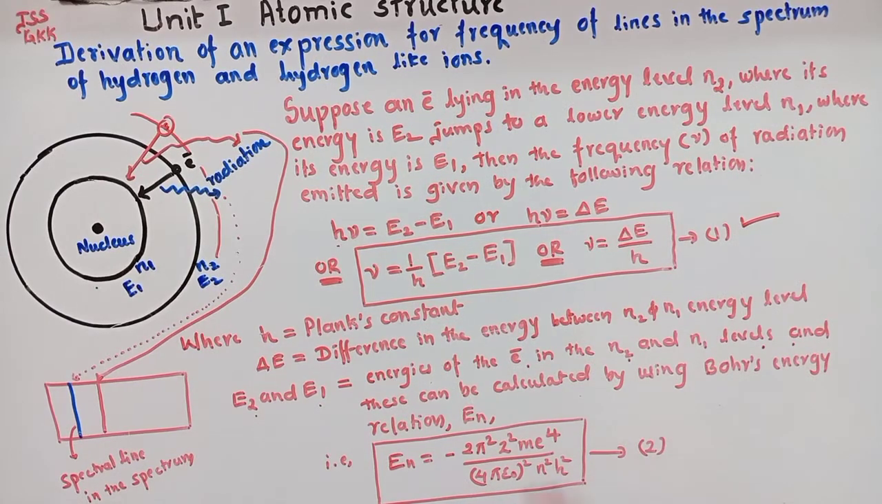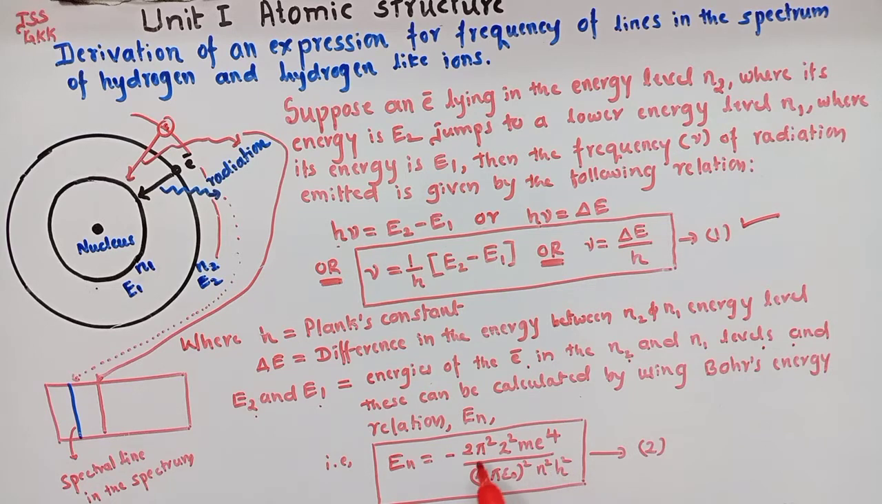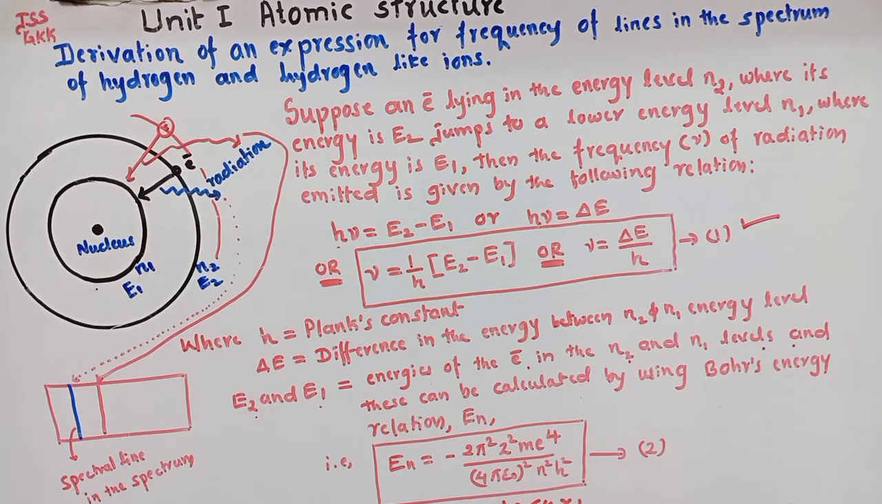Now from this equation, that is the energy of an electron in the nth orbit, or the energy associated with the nth orbit, E = -2π²Z²me⁴/((4πε₀)²n²h²), where Z is the atomic number, m is the mass of the electron, e is the charge on the electron, and (4πε₀)² is the permittivity factor, whose numerical value is 1.11264 × 10⁻¹⁰ C²/N·m². n is the number of the orbit and h is Planck's constant.